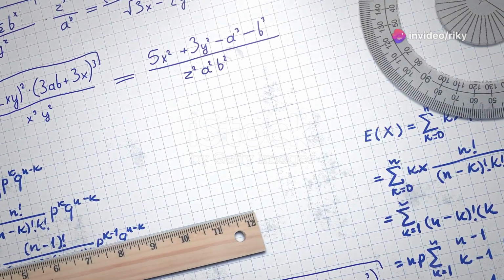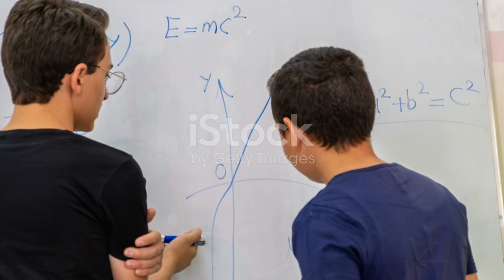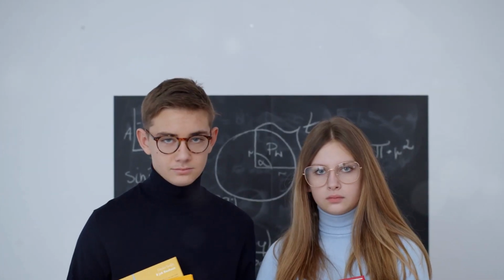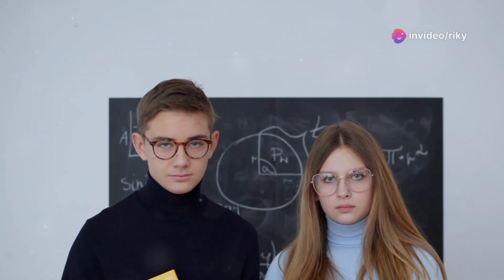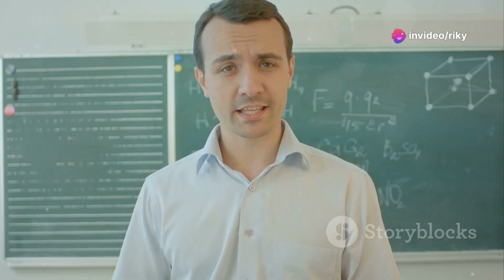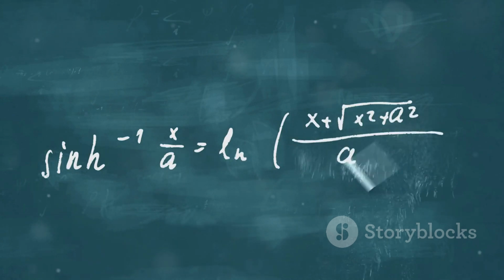Section 5, special limits, shortcuts and familiar faces. In calculus, there are certain limits that pop up again and again. These are called special limits, and they're like shortcuts that can save us a lot of time and effort. Some common special limits include, first, the limit of a constant. The limit of a constant function is simply the constant itself.